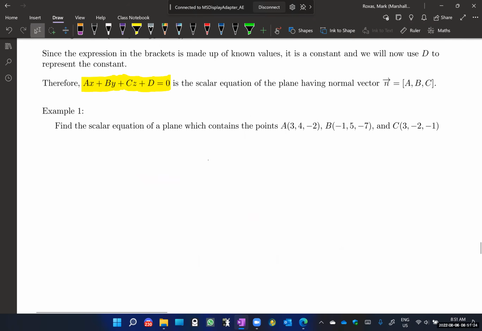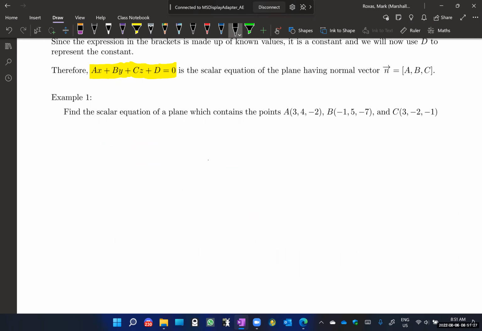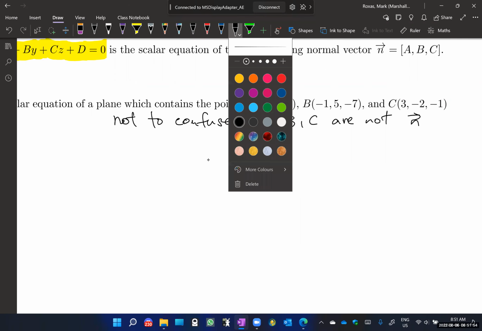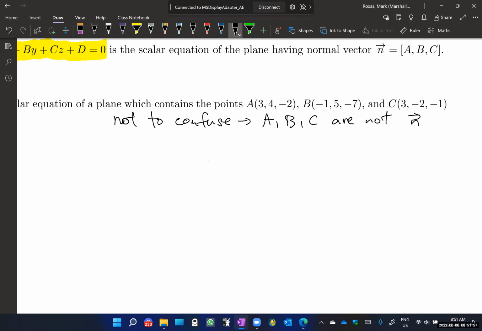Okay. So how do we find the scalar equation? Here's the first example. Find the scalar equation of a plane which contains the points A, B, and C. So these are 3 points, not to be confused with the normal vector. These A, B, and C are not part of the normal vector. These are just coordinate points, which we can turn into point vectors, which we can turn into direction vectors as well.